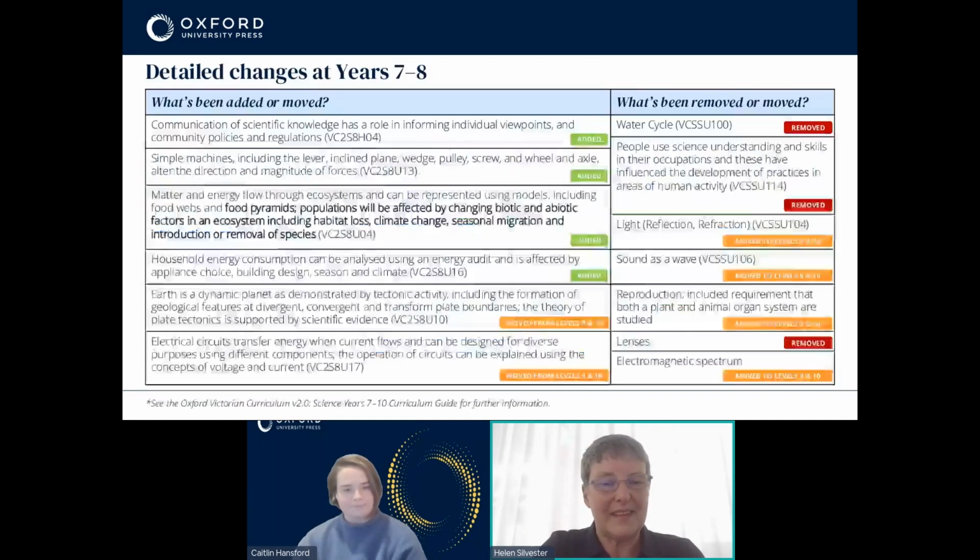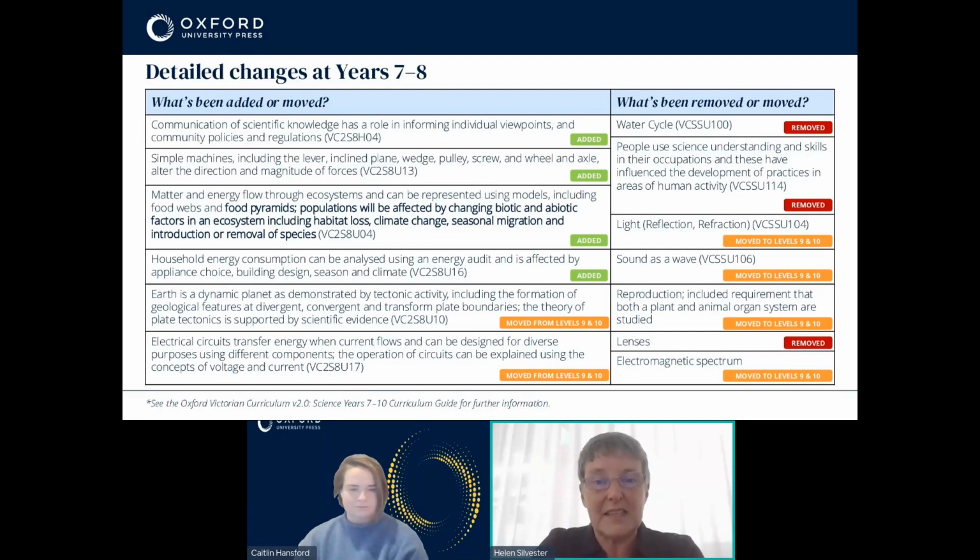Okay. Now I'm going to go into detail of exactly what has changed in each area. I'm going to go to what's been removed or moved first. The water cycle was in Year 7. It's now gone back to Year 4. So we really hope those primary teachers out there are going to be teaching it. If you know primary teachers, please support them so that we make sure students cover these things.